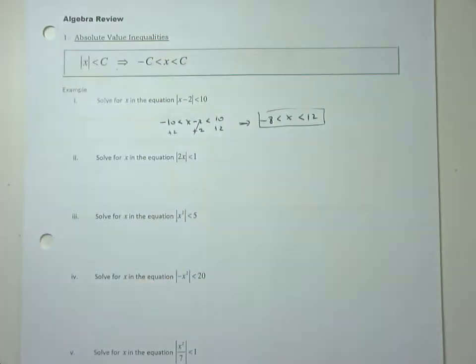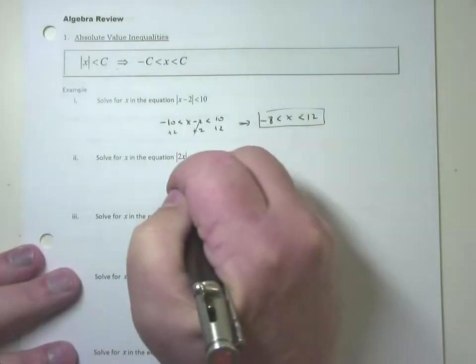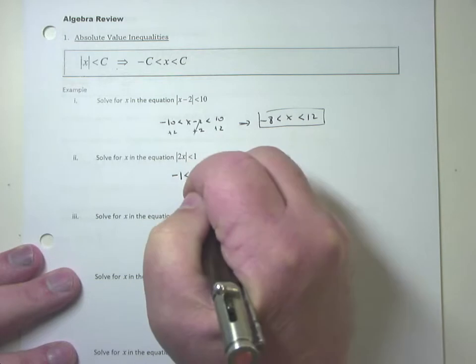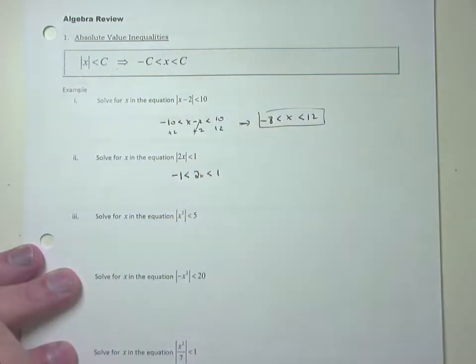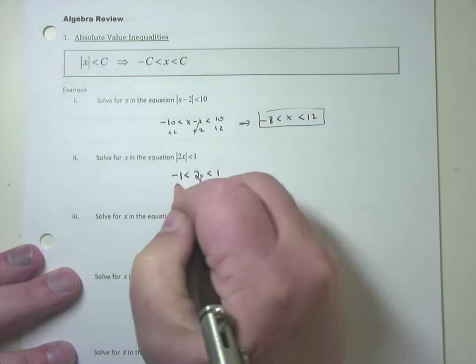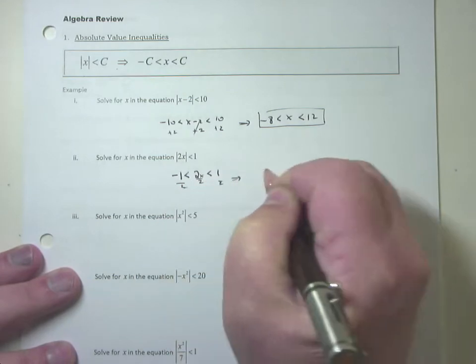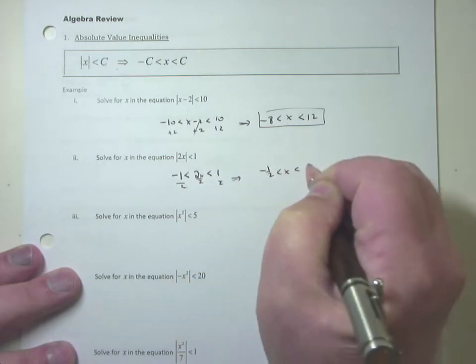What about this one? Absolute value of 2x is less than 1. Well, again, absolute value is less than, so you do your double-sided inequality. Negative 1 is less than, drop the absolute value, 2x is less than 1. And you solve for x in the middle. You divide by 2 on all sides. This gives you negative 1/2 is less than x, which is less than 1/2.